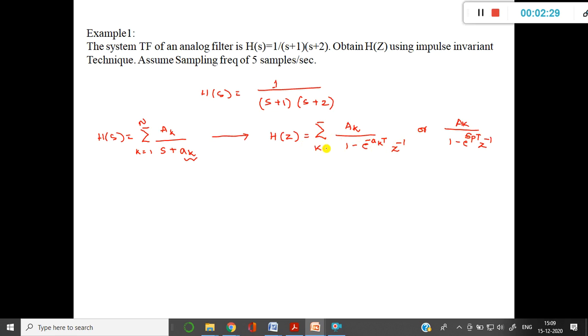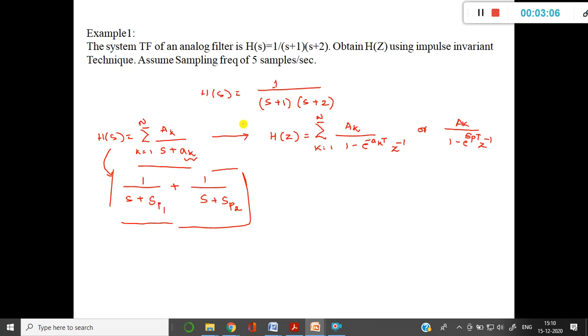So again k runs from 1 to N, which means my equation should be like 1 over (s plus s_p1) plus a summation. If N equal to 2, let me assume a second order filter, then probably the numerator is like this. So this is how I should have the system represented as H(s). But look at the problem statement, how it is.